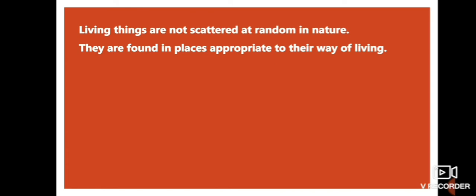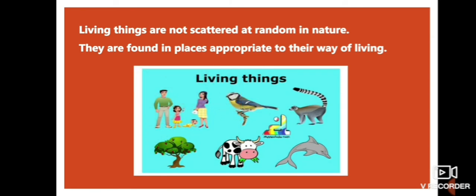Living things are not scattered at random in nature. They are found in places appropriate to their way of living. Living things are humans, animals, and plants. We call them living things because they live, they respire, and they die.